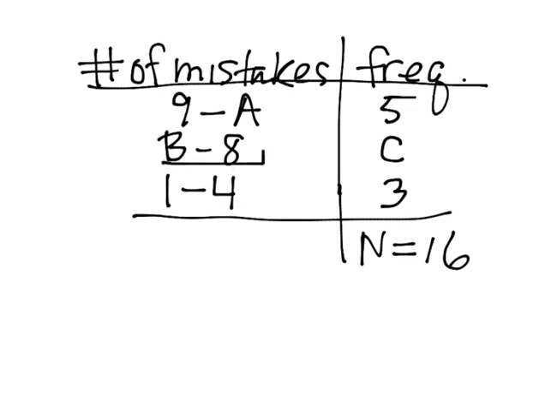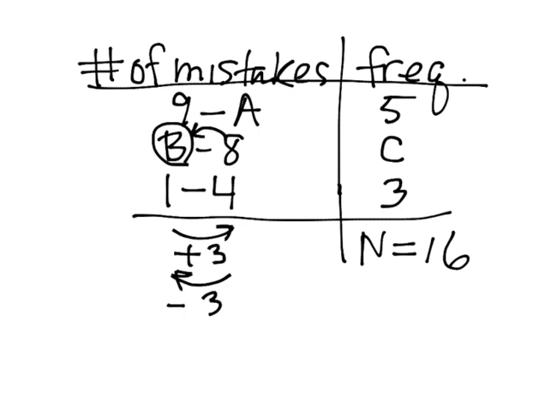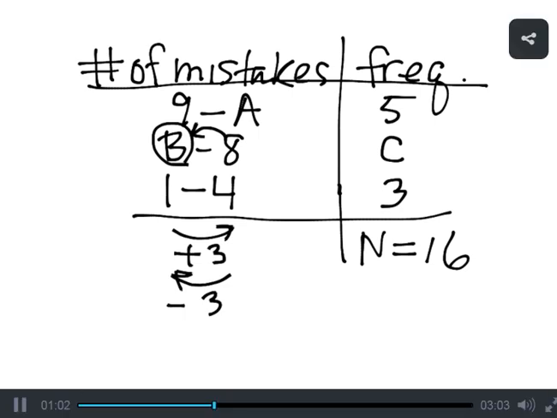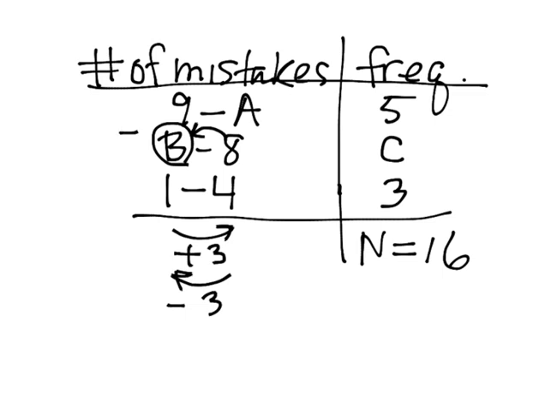Well, this grouping up here from B to 8 has to have the same width as the grouping below, the 1 to 4. Now notice that to get from 1 to 4, you add 3. Or to get from 4 back to 1, you would subtract 3. So that lets us find this number B here. To get from 8 back to B, we would subtract 3. So B must be 8 minus 3, or 5. So this has got to be a 5.